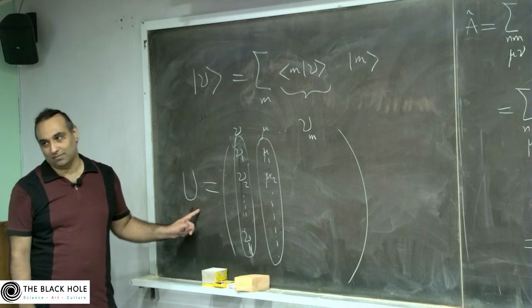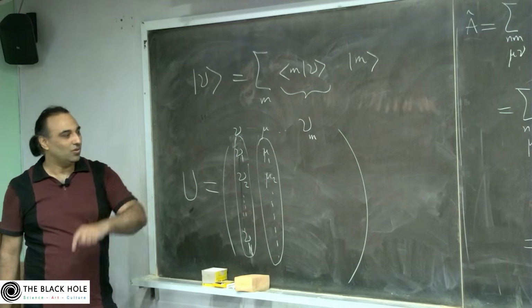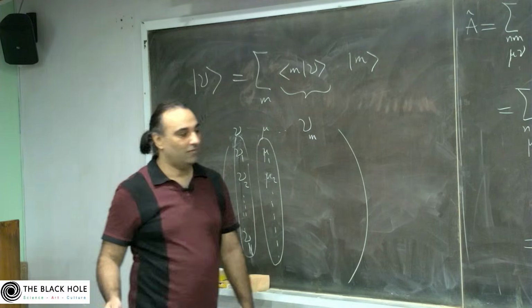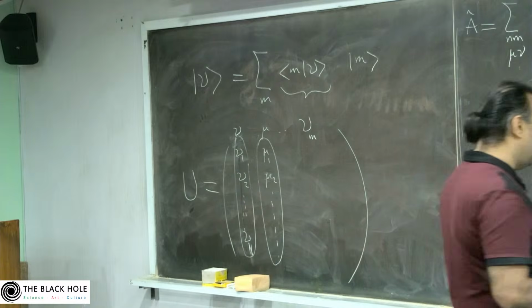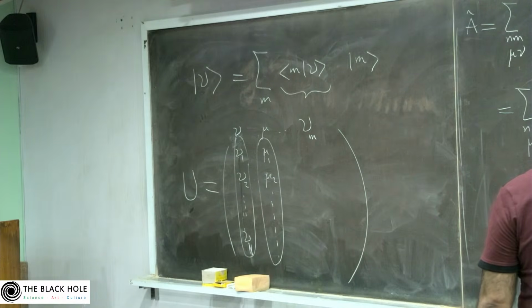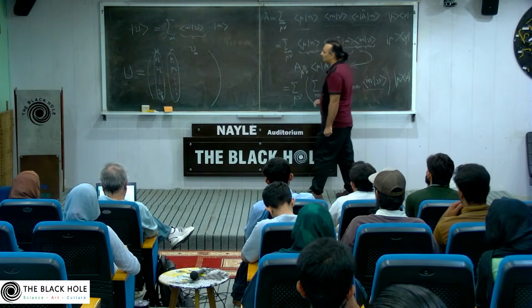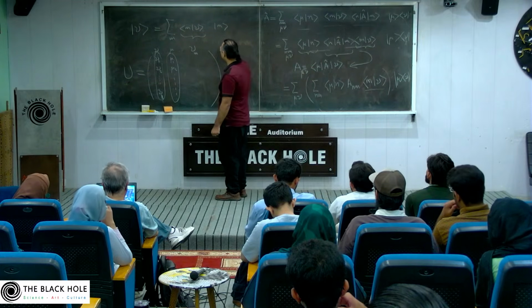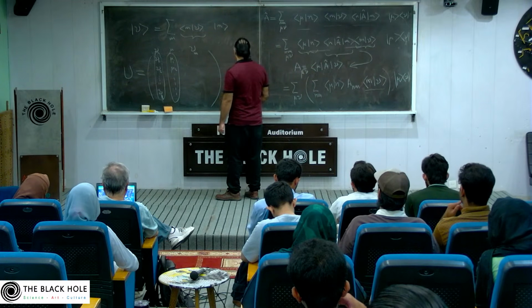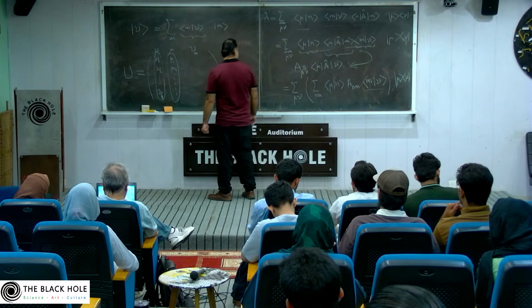So if we do this, then it becomes very simple. How? Then this object is simply, where should I write?